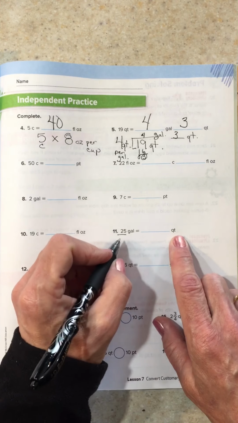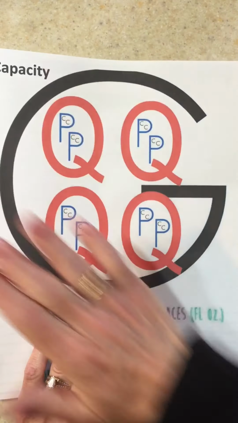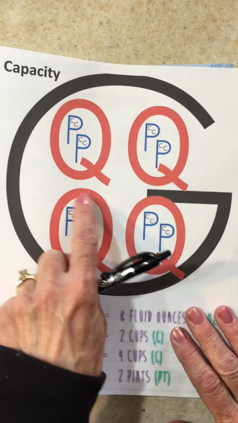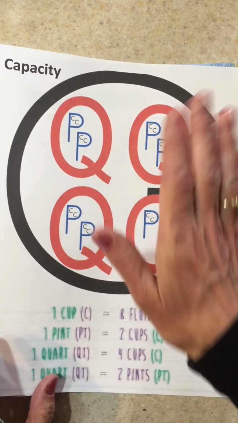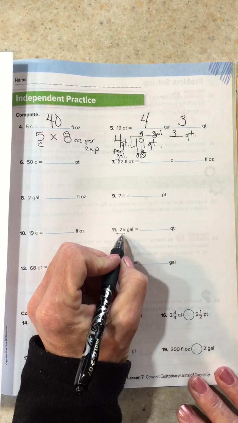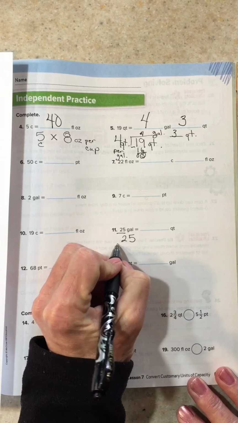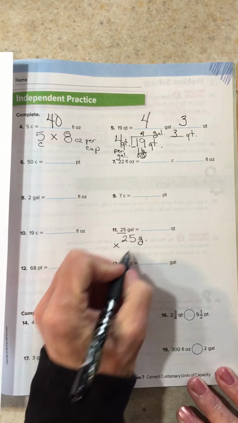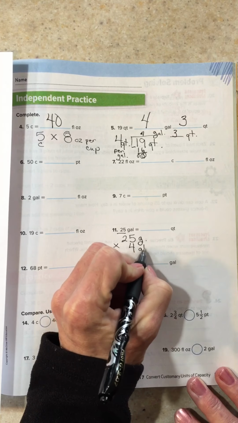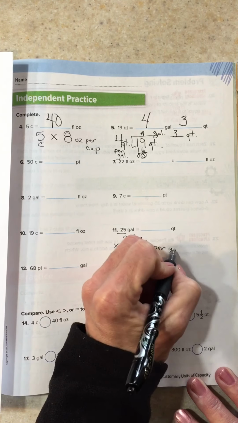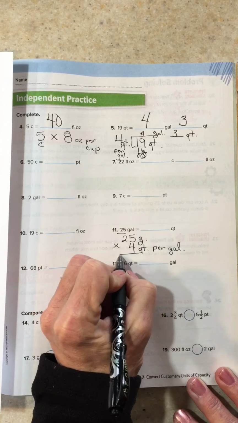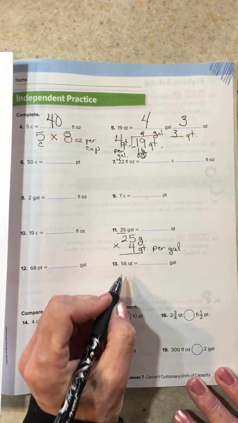So 25 gallons is how many quarts? Let's look. 1 gallon is equal to 4 quarts. So we're going to multiply the number of gallons times 4 to figure out how many quarts there are. 25 gallons times 4 quarts per gallon will give us the number of quarts that is.